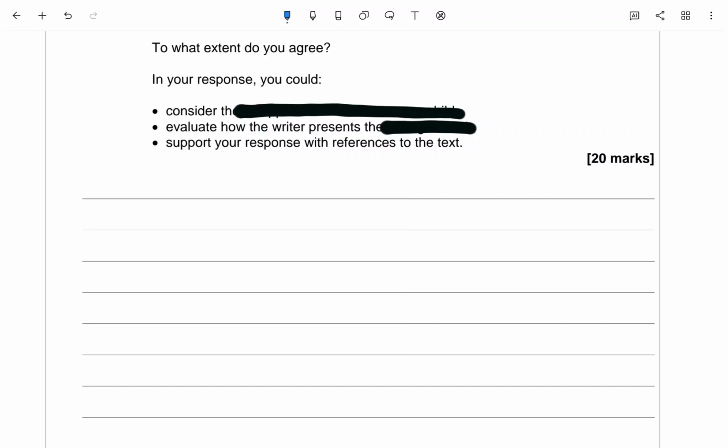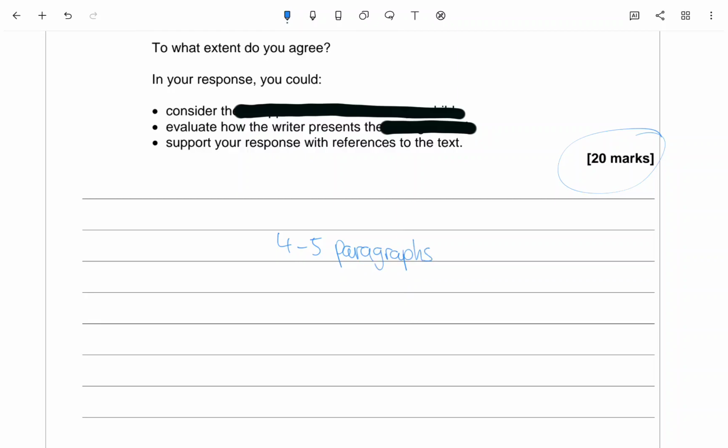Do I agree with that partially? Do I agree with it entirely? And you need to show evidence. Look at how the writer does this, through language, through structure. And do not disagree with the statement, because you'll only make it difficult for yourself. So that's question 4. You need to make sure you spend some time. It is 20 marks, which is a lot of marks. So you're looking to write 4 to 5 paragraphs.